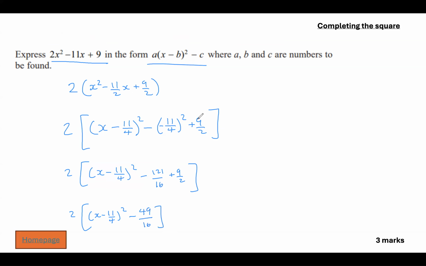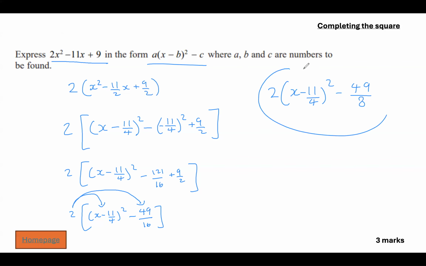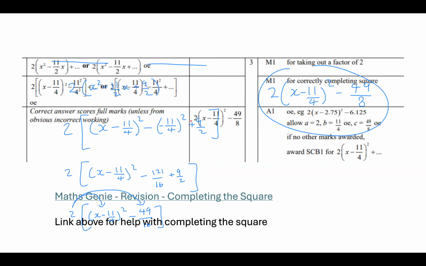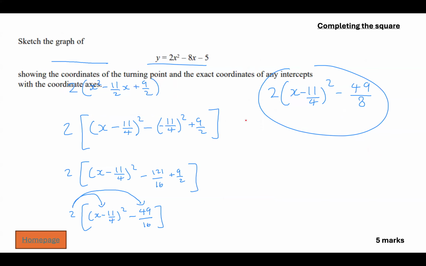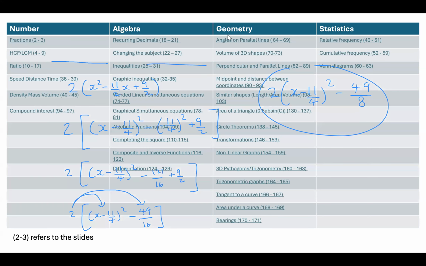And then we need to write it in this form here. So we need to multiply the 2 with this bracket, and we need to multiply the 2 with this number here. So what we get is 2 squared, and we get minus 49 over 8. 2 times 49 over 16 leaves us with 49 over 8. And this is our answer on completing the square. And if we have a look at the answer, 2x minus 11 over 4 squared minus 49 over 8. All right, so that's completing the square done.